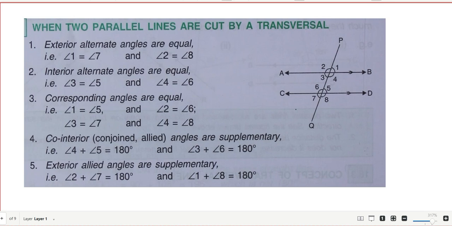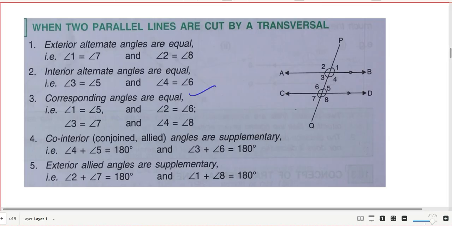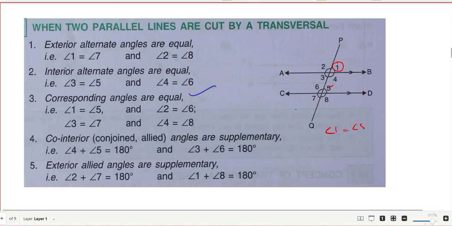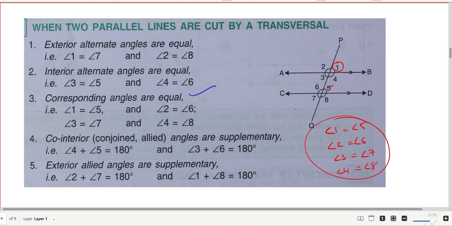So when parallel lines are intersected by a transversal, we get 8 angles. In these 8 angles, all the corresponding angles are equal. All the corresponding angles are equal. Observe this: what is the corresponding angle to 1? Angle 5. So these are equal. Angle 1 is equal to angle 5. In the same manner, angle 2 is equal to angle 6, and angle 3 is equal to angle 7. Angle 4 is equal to angle 8. These are the corresponding angles.